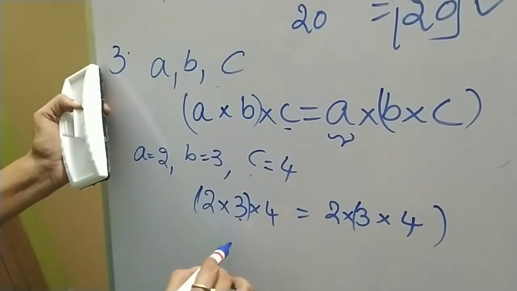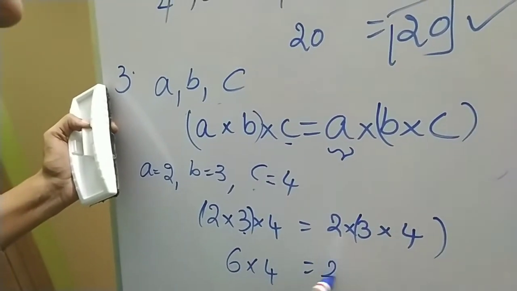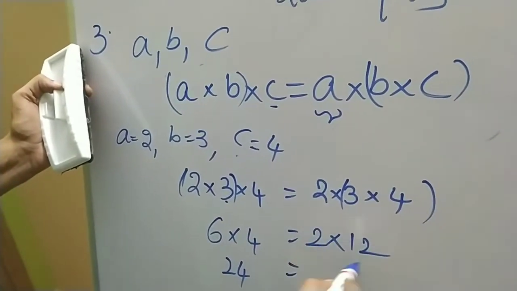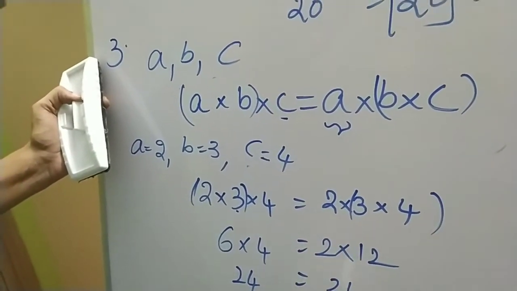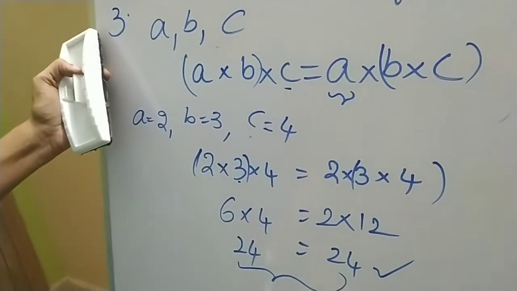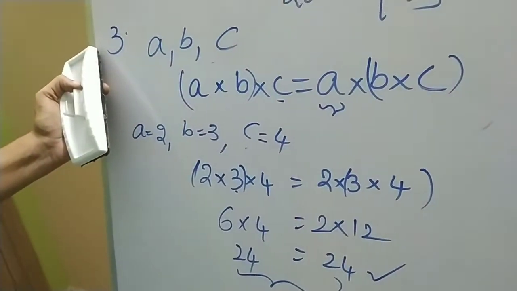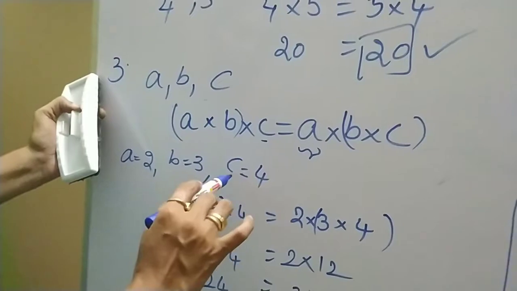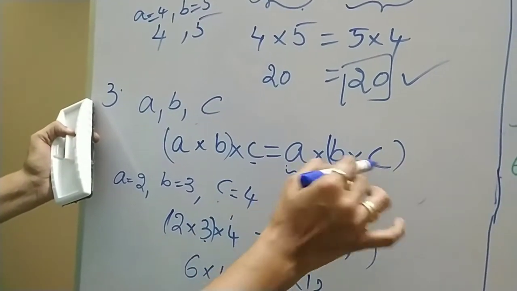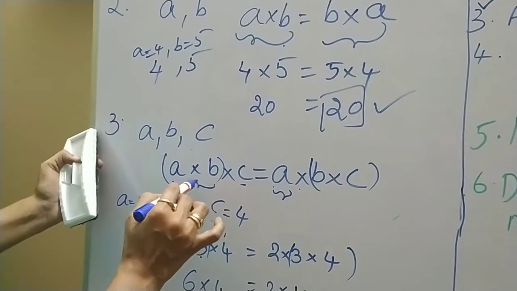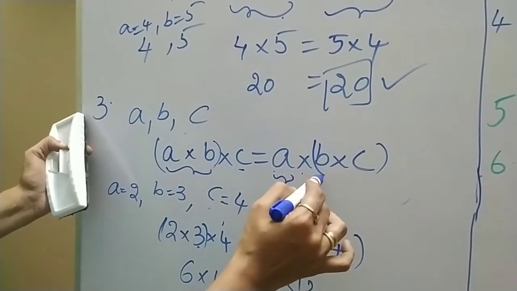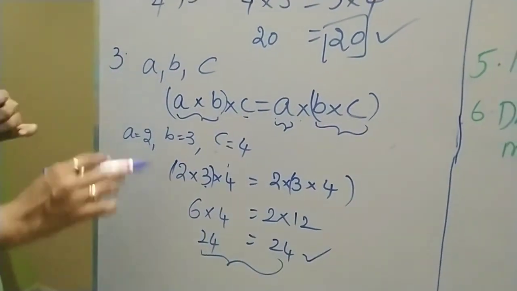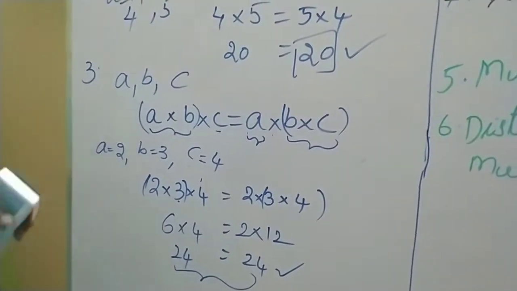See what happens. 2 into 3, 6. 6 into 4, 24. And 3 into 4 is 12, and 2 into 12, 24. You will get the same number only. That is also a whole number. So here multiplication of whole numbers is associative: a into b into c equal to a into b into c. If you do first a into b, or otherwise you do b into c first, that time also you will get the same number only. Result is the same. So multiplication of whole numbers is associative.